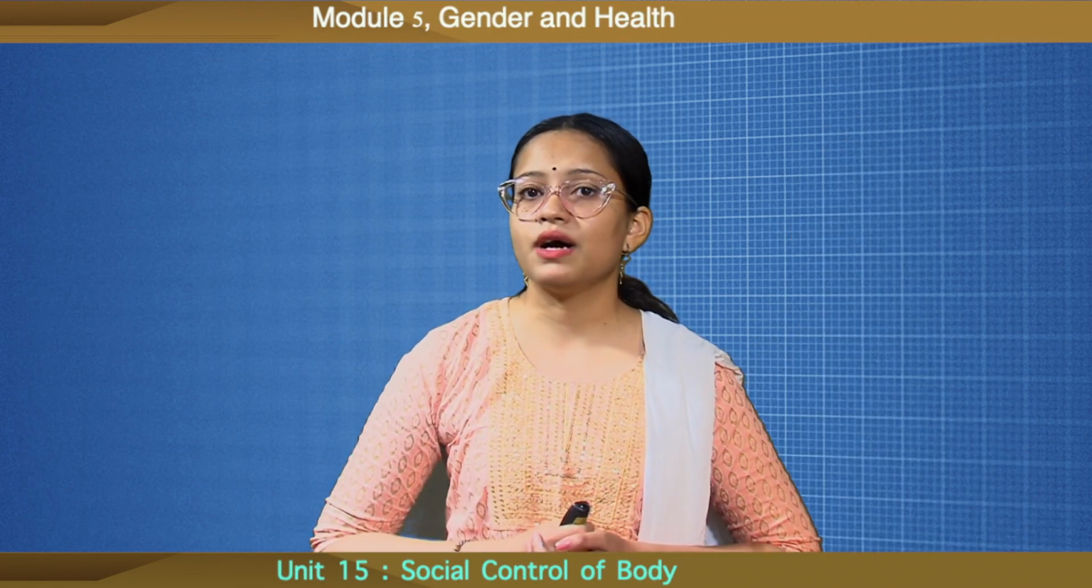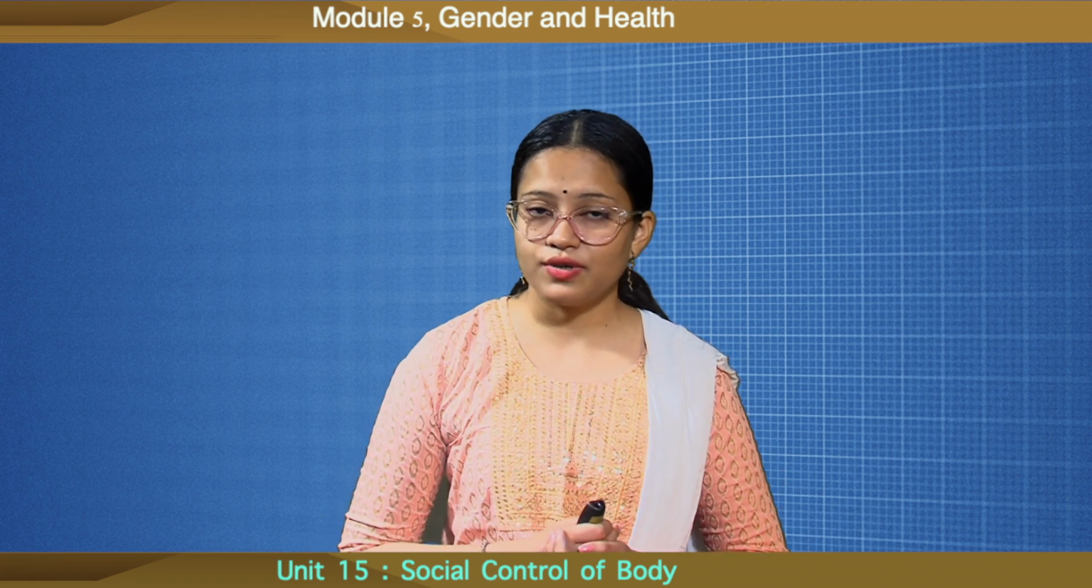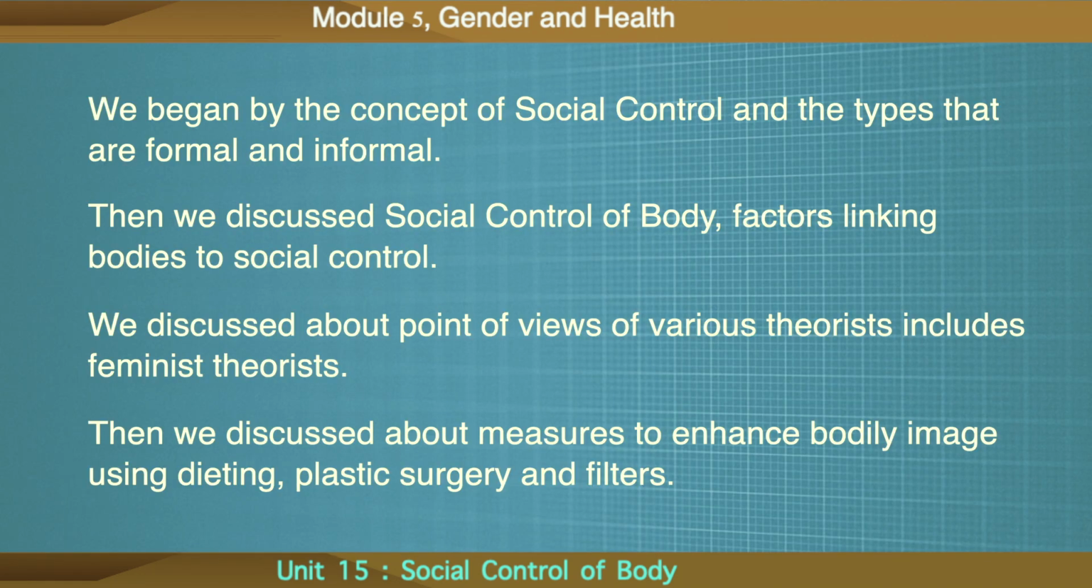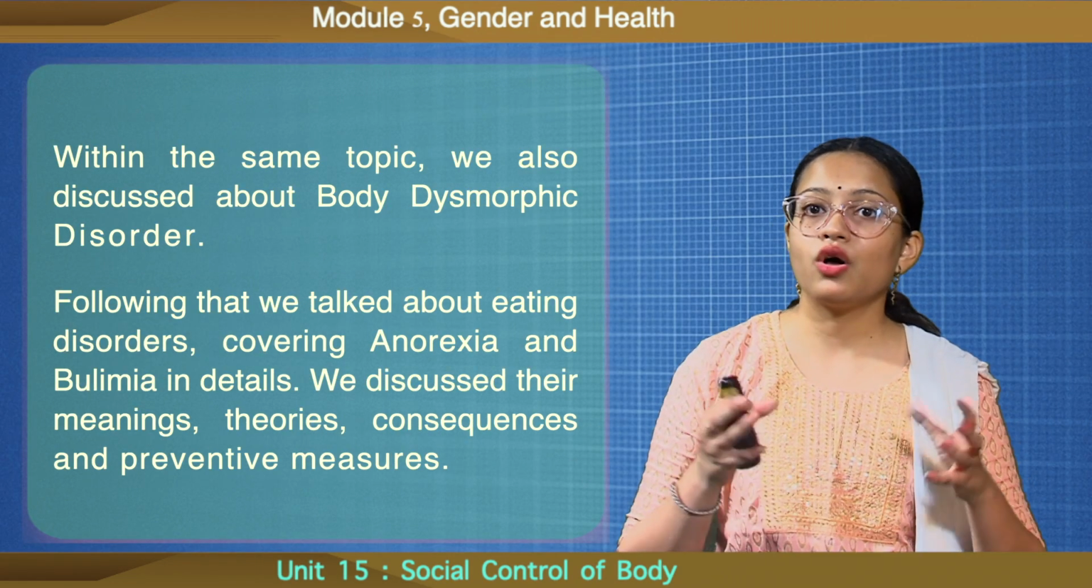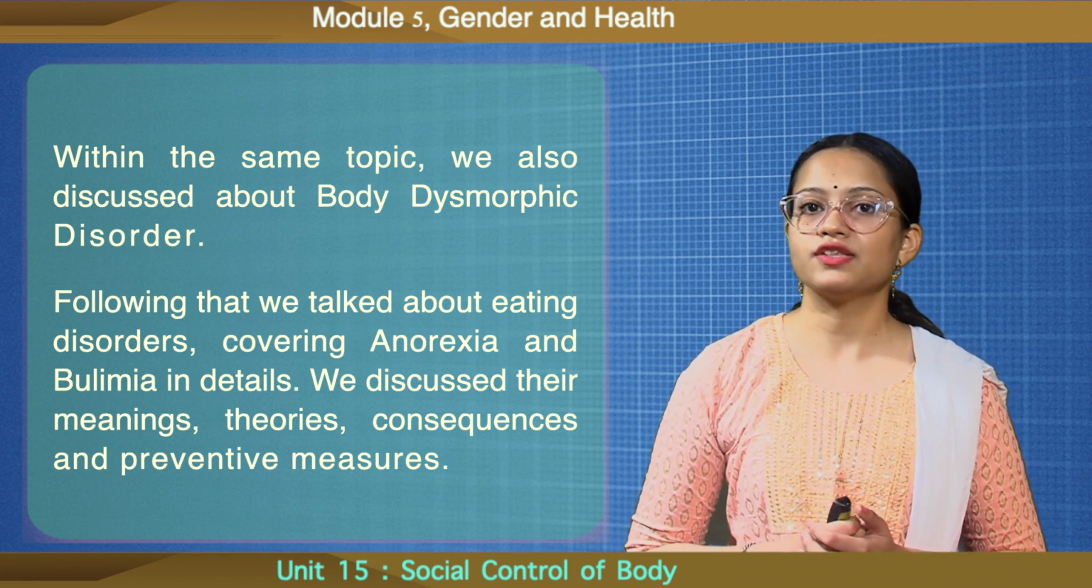Now, let us sum up all the things that we have discussed today. We began with the concept of social control and its types, that is formal and informal. Then we discussed social control of the body, and factors linking bodies to social control. We discussed points of view of various theorists including the feminist theorists. Then we discussed the measures that are used to enhance body image, that is dieting, plastic surgery, and beauty filters. Within the same topic, we also discussed body dysmorphic disorder.